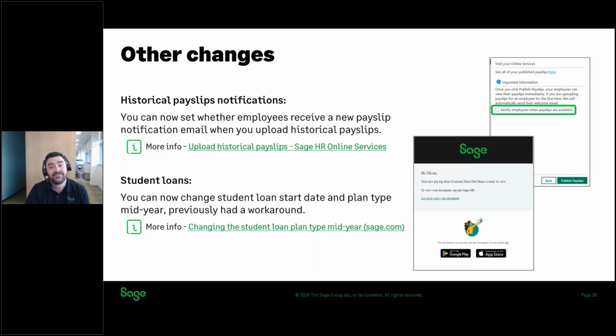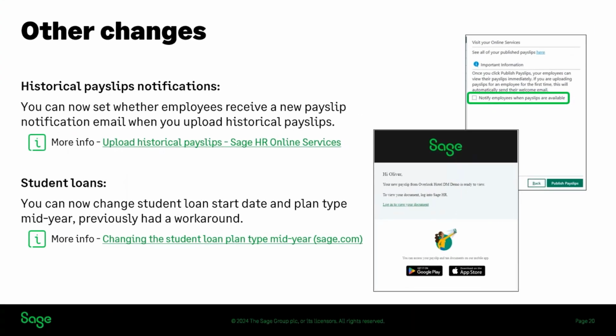But we did have some feedback. Again, we do react to your feedback, and we've made a change that will give you the option to send a notification email if you want to when uploading historical payslips. It's a new checkbox in the upload process, and on the slide there, we've just included an image of a notification. I'm going to quickly show you this one. If I just bring the slides down again.